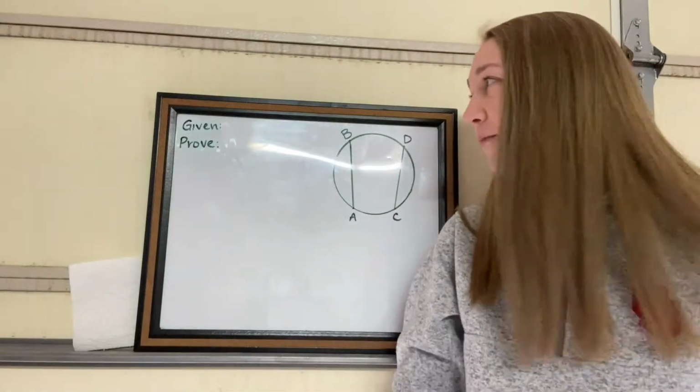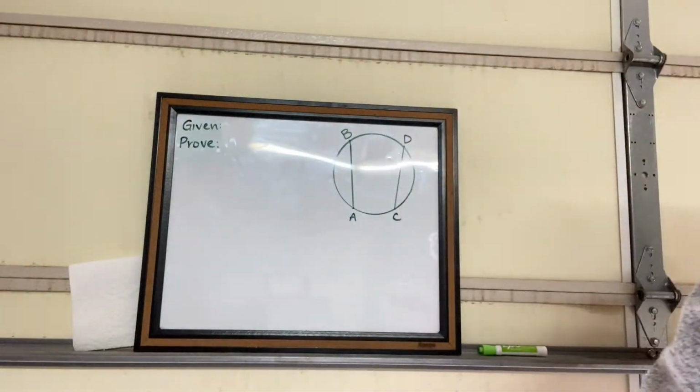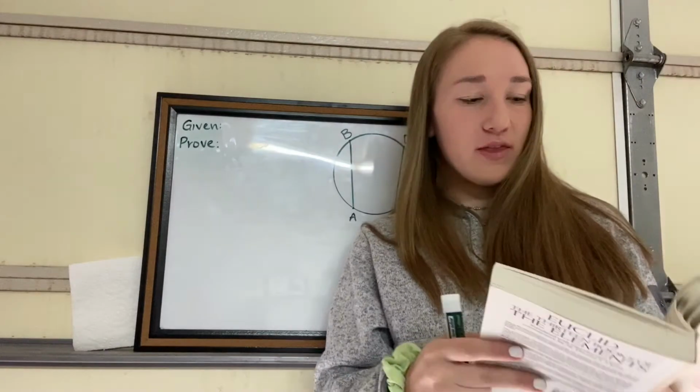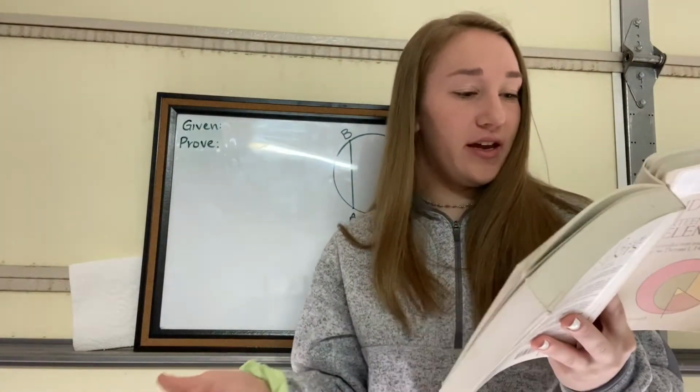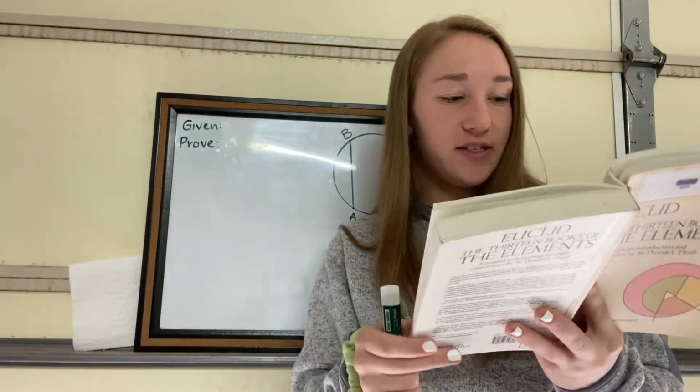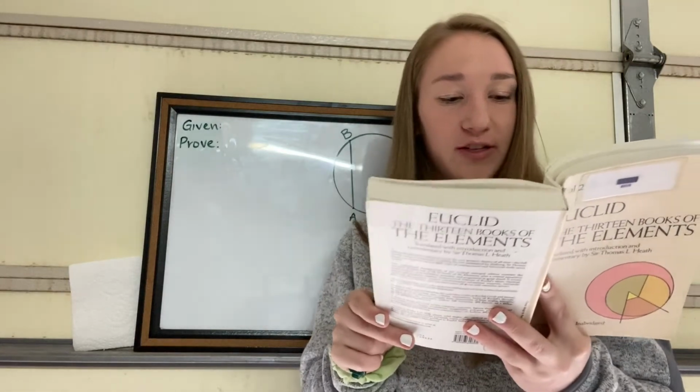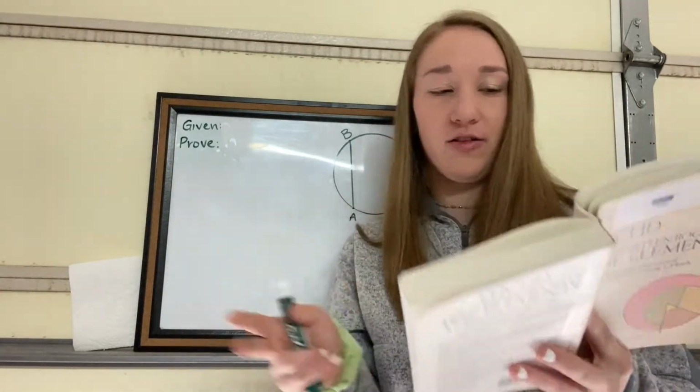Hi guys, today I'm going to be teaching y'all Book 3, Proposition 14. The enunciation reads: in a circle, equal straight lines are equally distant from the center, and those which are equally distant from the center are equal to one another.